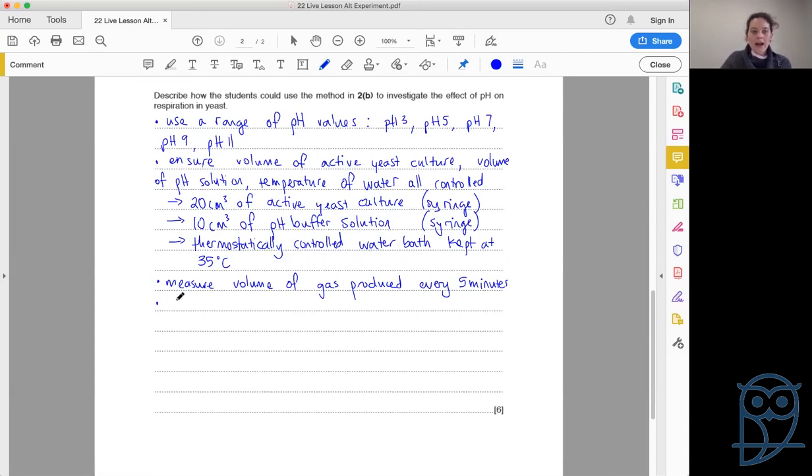Okay, so how are we going to generally do this in one brief description? We're going to set up tubes of active yeast culture. We're going to add our pH buffer solution, and we're going to measure the gas produced.